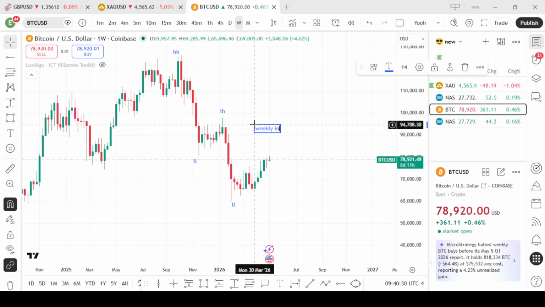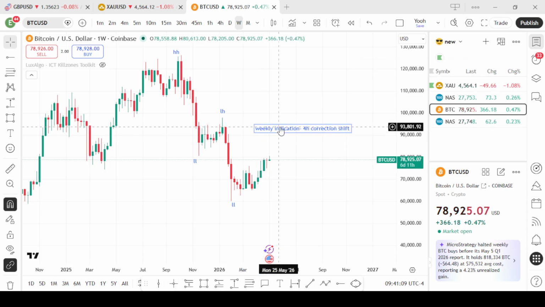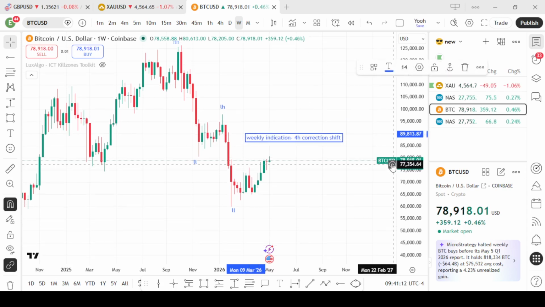So the weekly indication, you need to write these out so that you know which time frame you are looking for the market structure shift on for your entries, so that now you can start looking for entries. If I find an indication on the weekly, I'll most probably use the 4-hour time frame to show me that the correction is over. 4-hour correction shift. This is so clear.